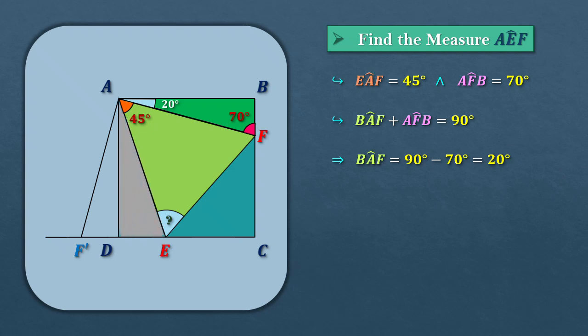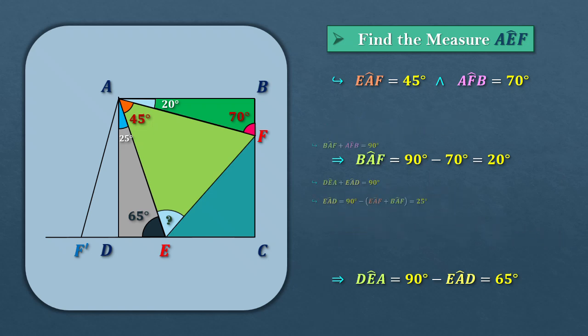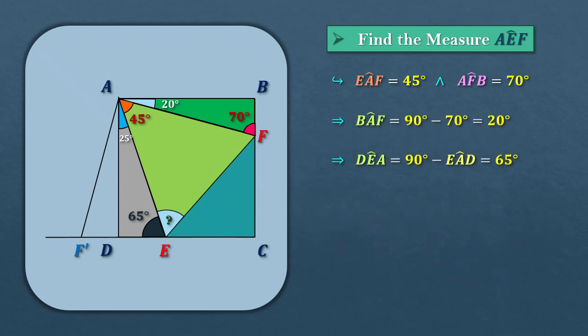Next, we study triangle ADE. Since this triangle is right-angled at vertex D, the sum of angles DEA plus EAD equals 90 degrees. Moreover, angle EAD equals 90 degrees minus the sum of angles EAF plus BAF. Because angle EAF is 45 degrees and angle BAF is 20 degrees, we obtain angle EAD equal to 25 degrees. Consequently, angle DEA equals 90 degrees minus the measure of angle EAD, which equals 25 degrees, which gives DEA equal to 65 degrees.